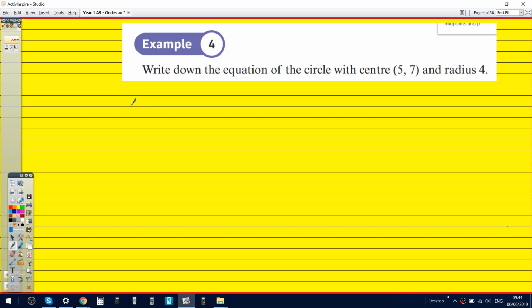Squared? Something squared. 5 squared plus 7 squared equals 4 squared. I don't know. So it follows that format. So it's the opposite sign. And so what would be in the second bracket? X minus 7. Y minus 7. Yeah, that's it.